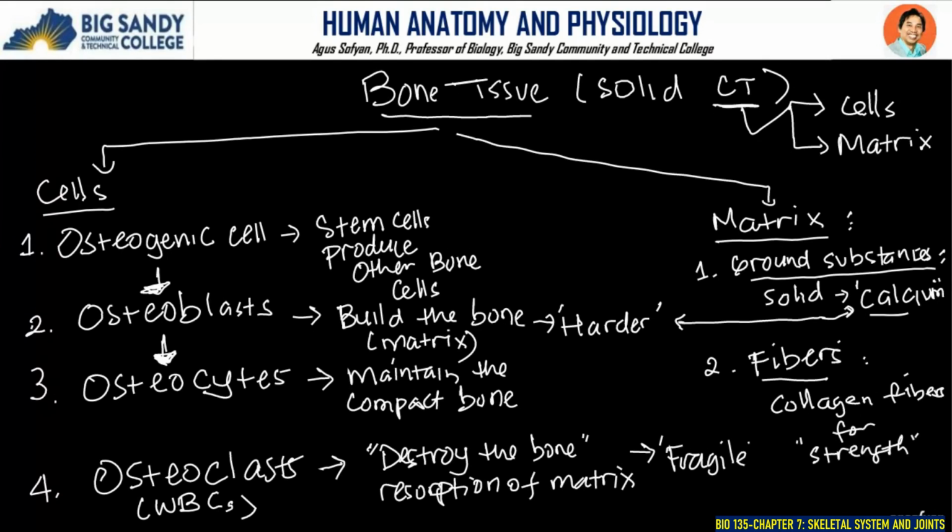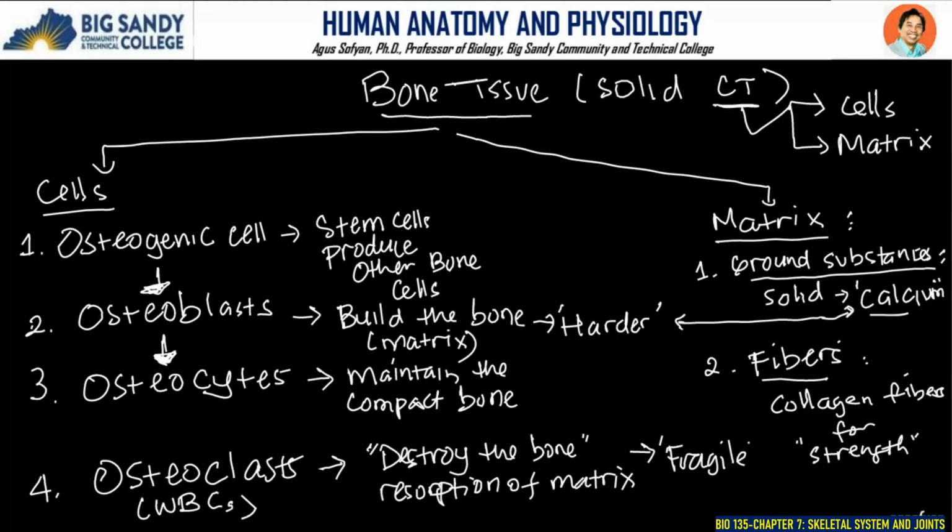Okay, it will make the bone become stronger. So the calcium and the collagen fibers are the matrix of the bone that will make bones become hard, okay, and also strong. And there are four cells. Osteogenic cell will make the osteoblast. Osteoblast will build the bone. And then osteocyte, this is the one that will maintain the bones. And osteoclast, this is the one that will destroy the bones, okay, break the bone.